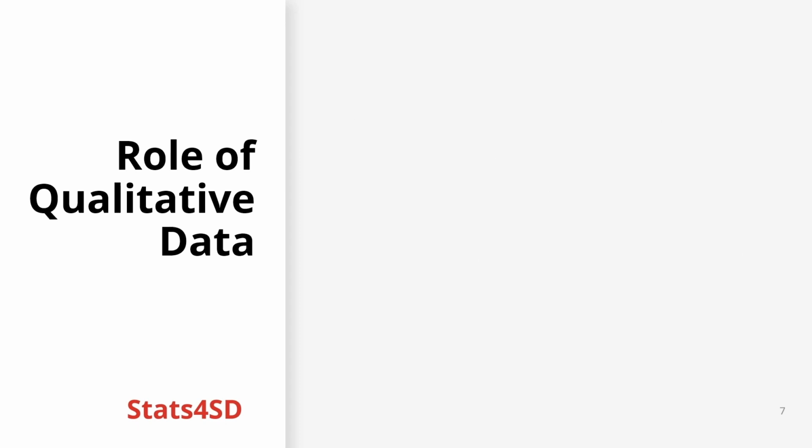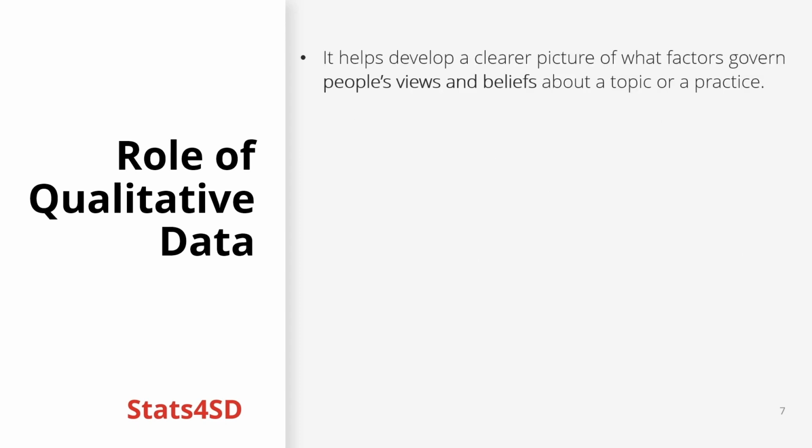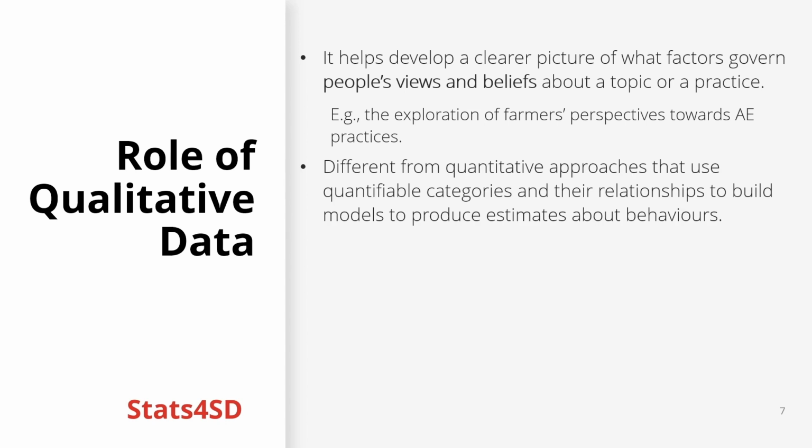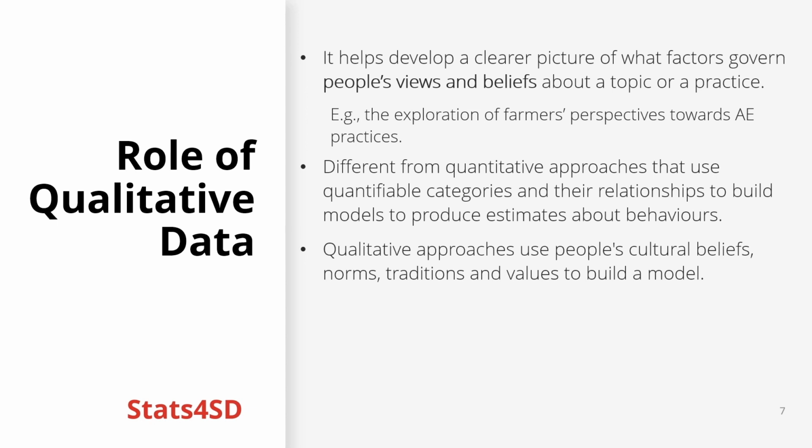In relation to the last point mentioned in the previous slide, qualitative data can bring to light the influence of particular factors that shape people's views and beliefs about a topic or a practice. Differently from a quantitative approach, where models to produce estimates about behaviors are built on a list of quantifiable categories and their relationships, a qualitative approach investigates the cultural beliefs, norms, traditions, and values of people in a specific context and builds a model based on those.